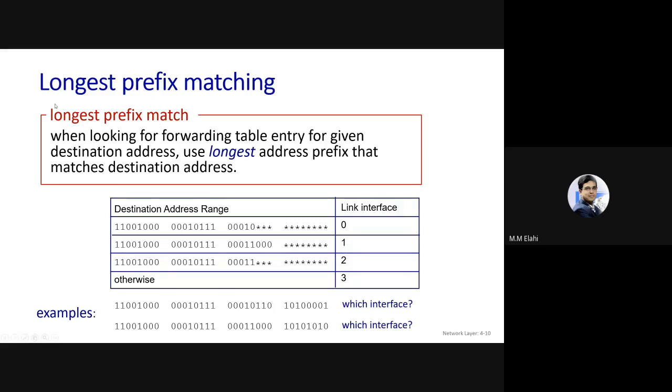longest prefix match is a concept that says when looking for a forwarding table entry for a given destination address, use the longest address prefix. What is a prefix? The number of network bits. Prefix is slash something, slash 21, slash 24. So this is called prefix, that means the number of network bits. So if multiple entries match, you will forward the packet to the entry that matches the maximum number of bits. Out of entries 2 and 3, entry 2 has 24 bits match, entry 3 has 21 bits match. That's why it will forward to interface 1.